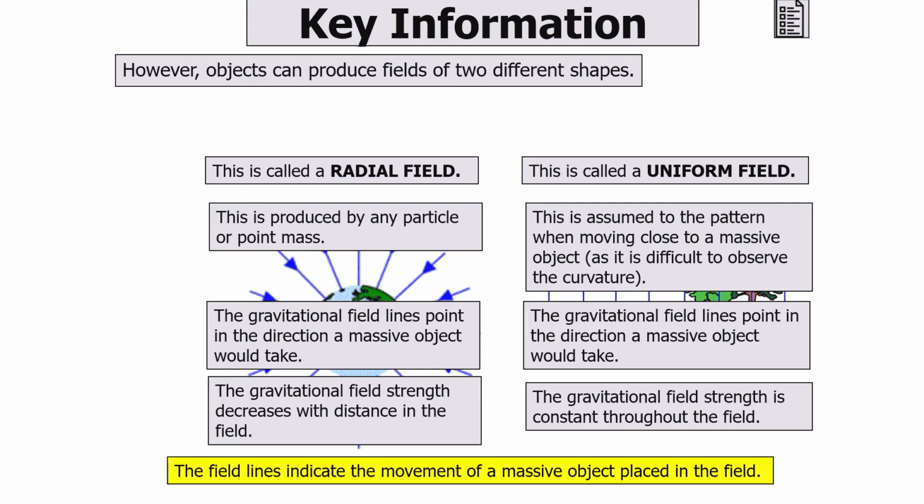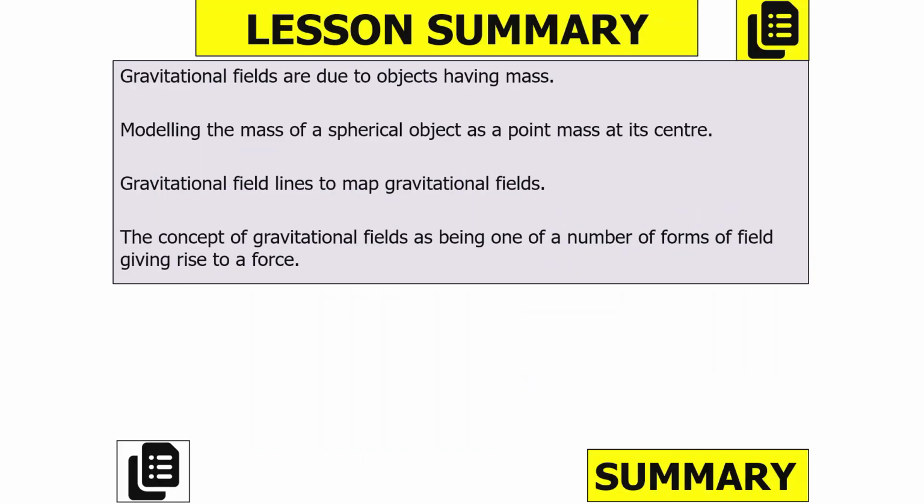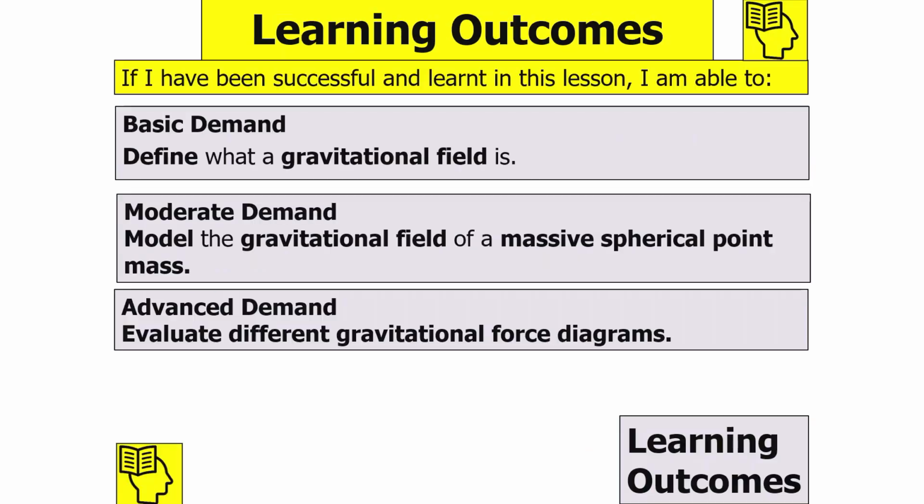So to summarise what we've learnt in today's lesson, gravitational fields are due to objects having mass. Modelling the mass of a spherical object as a point mass at its centre, gravitational field lines are used to map gravitational fields, and the concept of gravitational fields as being one of a number of forms of fields giving rise to a force. Now, if we've been successful and we've learnt in today's lesson, we should be able to define what a gravitational field is, model the gravitational field of a massive spherical point mass, and evaluate different gravitational force diagrams.